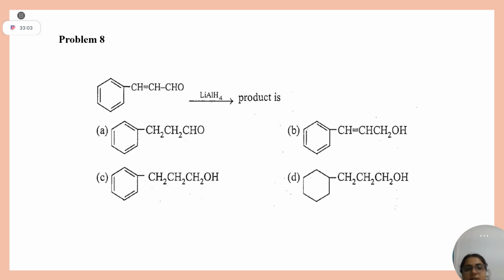See, just look at the options. In option A, the double bond is reduced, but CHO is intact, which is not possible, right? Because LiAlH4 is made only for carbonyl compounds, so it can't leave the aldehyde intact. So option A is deleted. Now option B. Can this be right?